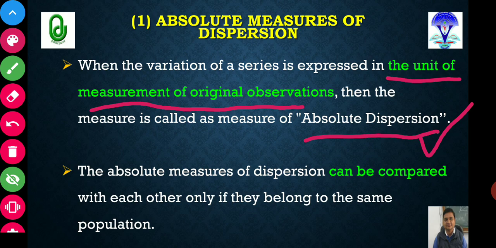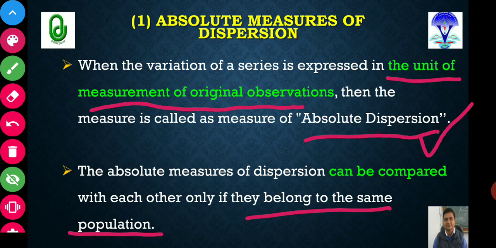The absolute measures of dispersion can be compared with each other only if they belong to the same population. The only problem is that these absolute measures can be compared only for data taken from the same population. If the data have come from different populations, we cannot compare those two data.